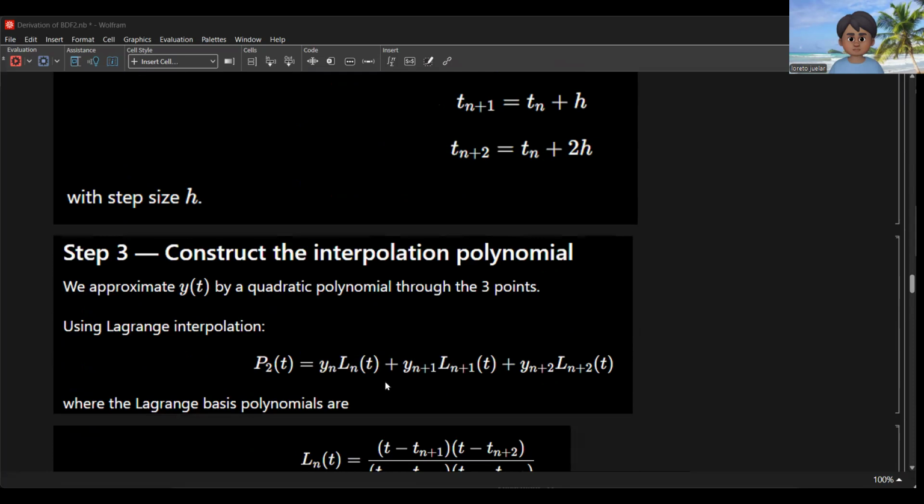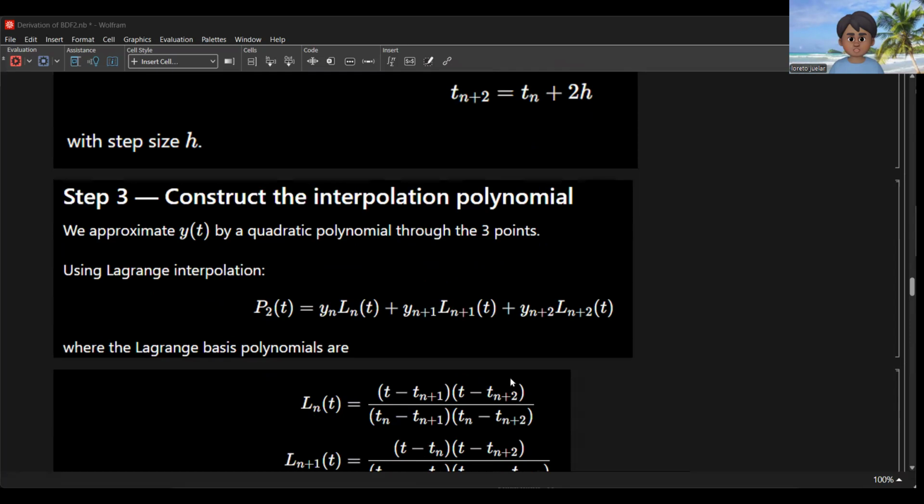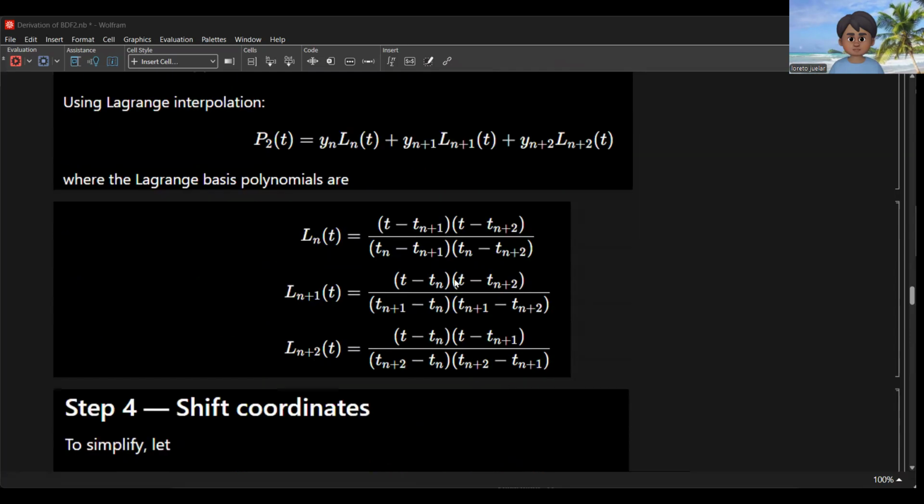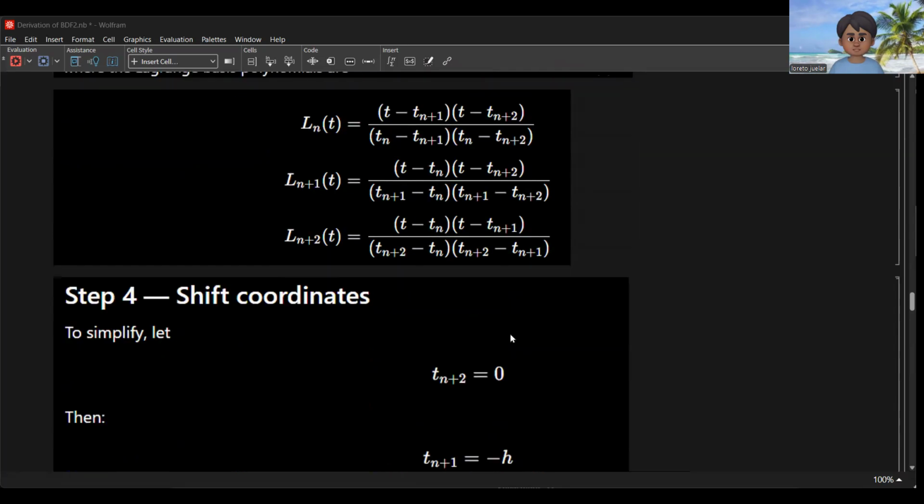So this is the Lagrange interpolation, p of t equals y sub n times L sub n as a function of t, plus y sub n plus 1 times L sub n plus 1 as a function of t, plus y sub n plus 2 times L sub n plus 2 as a function of t, where these are the Lagrange basis polynomials. Then we have to shift the coordinates here.